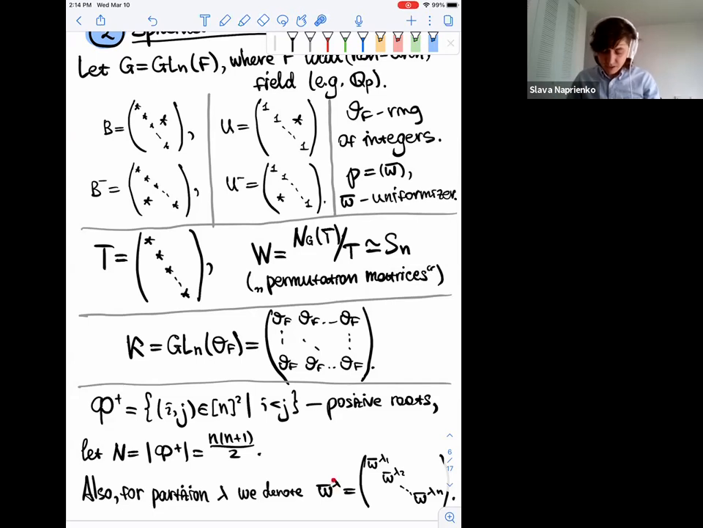And just for convenience, there are better reasons for it, but here it's just for convenience, I'm going to denote the diagonal element for a given partition lambda by pi to the lambda, where pi, I remind you, is the uniformizer. So this is just notation. Nothing interesting is happening right now, but I need all this notation.